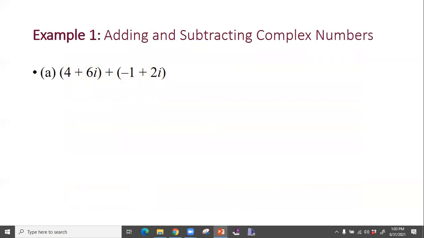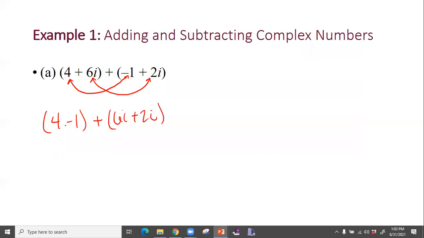All right. So we have 4 plus 6i plus -1 plus 2i. Again, what did it say about adding? You're combining like terms. That's literally all you're doing. So I'm combining 4 with -1 and 6i with 2i. So that gives me 4 minus 1 plus 6i plus 2i. What is 4 minus 1? 3. What is 6i plus 2i? 8i. So my answer is 3 plus 8i.